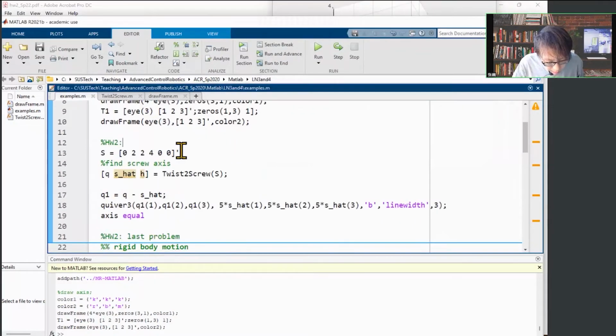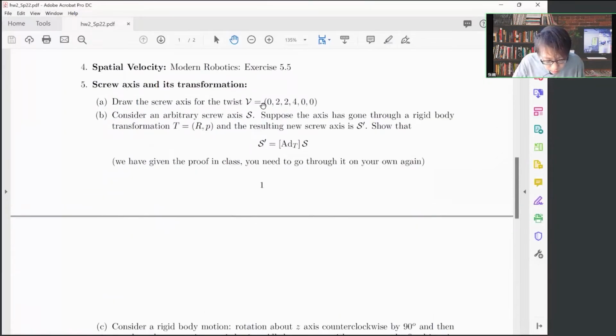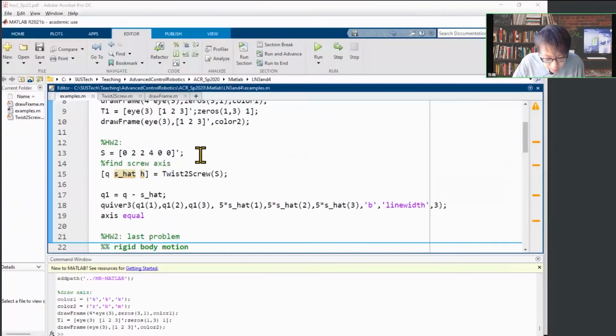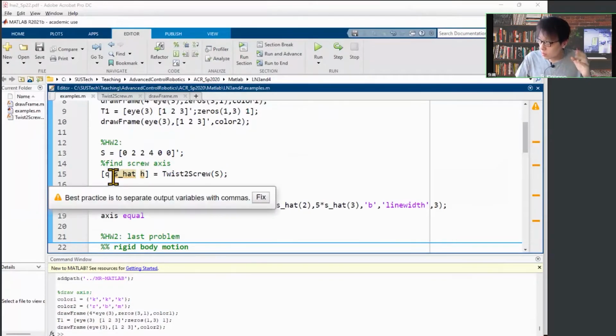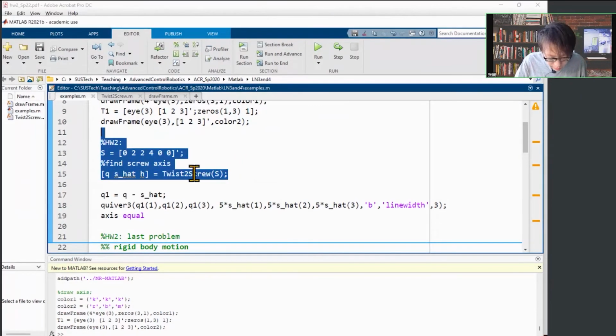Now we have the homework 2 axis, which is this one, twist, and twist to screw. I think that should be a Modern Robotics function, and let's just use the formula we just reviewed to find the point and the direction and the pitch of that screw axis. If you compute that, let's see.